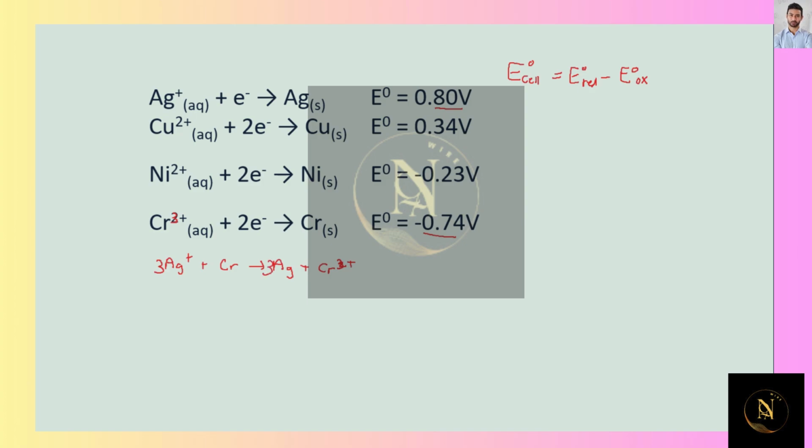So the E cell for that reaction, again, I know this because I'm taking the biggest positive number minus the biggest negative number, and since I'm subtracting, we're going to end up adding. That's going to give us our biggest positive E cell. So that's going to be 0.80 volts minus a negative 0.74 volts, and that's going to be equal to 1.54 volts, and that's the reaction that would give that to you.